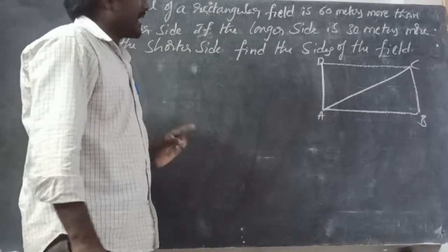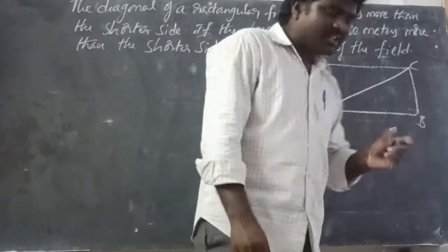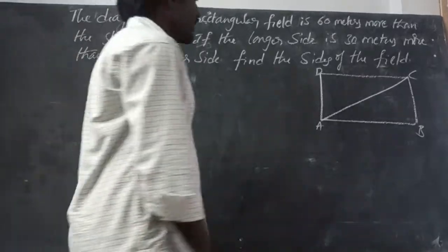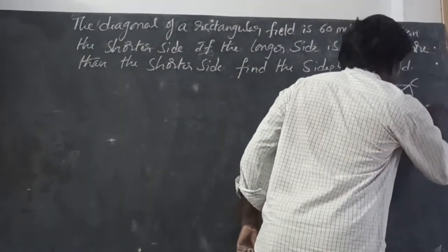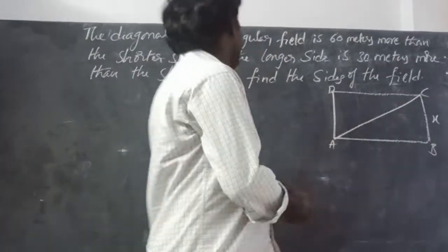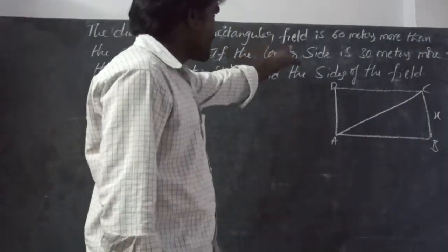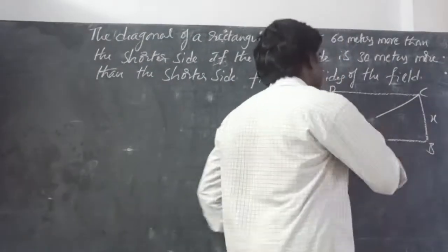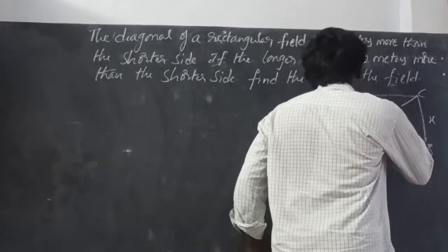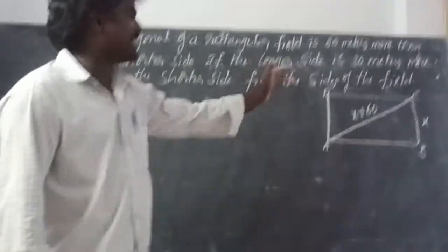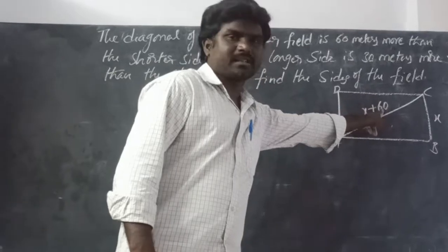Shorter side is nothing but the side which is less, that is called breadth. So here, how much more? Let us say we don't know, that is x. The diagonal of a rectangular field is 60 meters more than the shorter side. The shorter side is x, so the diagonal is x plus 60.